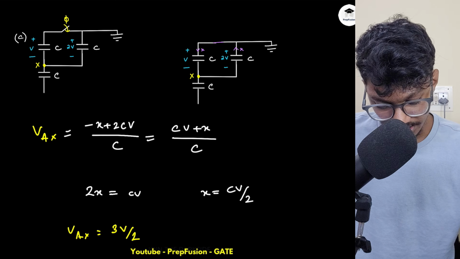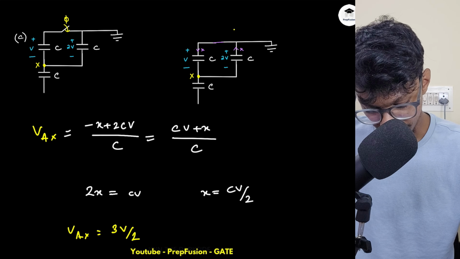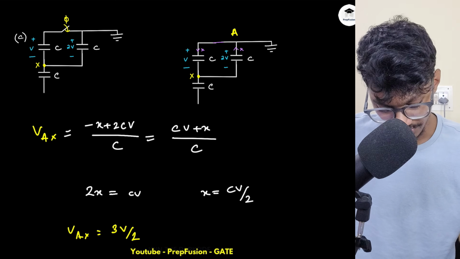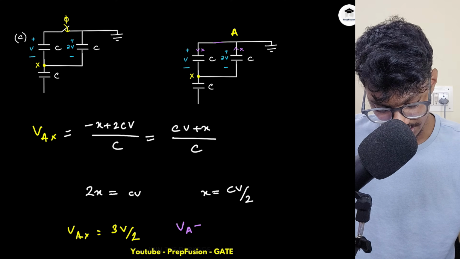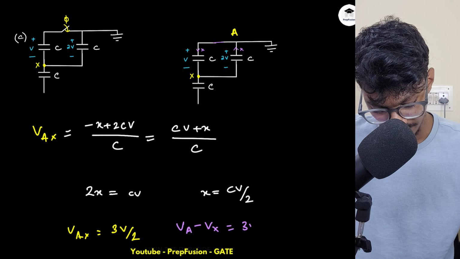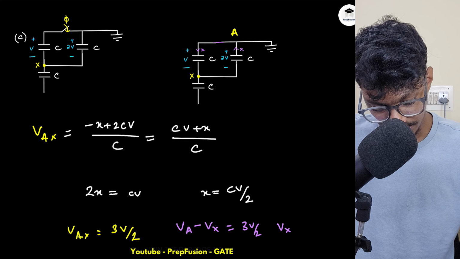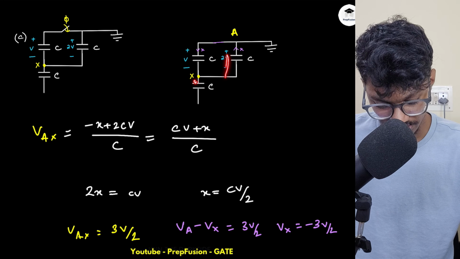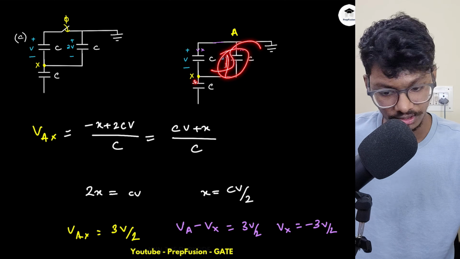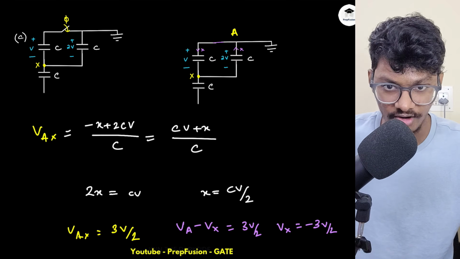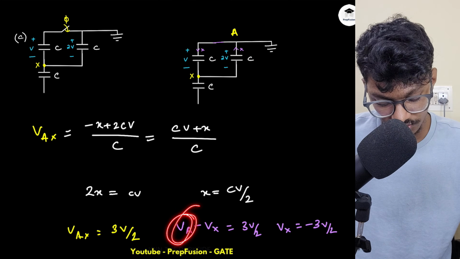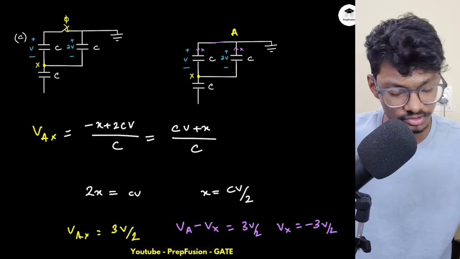Now interestingly, this node A, right? This is the node A, and it is actually grounded. So Vax can be written as Vax is equal to Va minus Vx, that is 3V by 2. So Vx is equal to minus 3V by 2. Why is that? Because with respect to this, the potential is minus 3V by 2, because this has discharged by half voltage V by 2. Also, another way: this Va is 0, so Vx will be minus 3V by 2. You can understand it like that also, right?